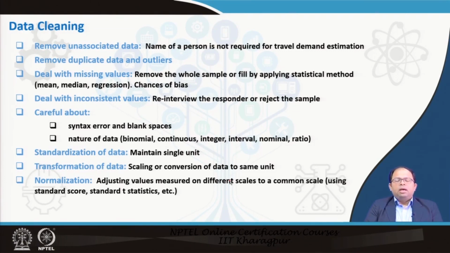Then we can deal with inconsistent values. For example, we can re-interview the respondent or reject the sample. If we find that certain inconsistencies are there, we need to be careful about the syntax errors and the blank spaces in the data. We need to also check the nature of the data, if it is binomial, continuous, integer, interval, nominal, and accordingly we have to select the kind of analysis that we do. Like in a Likert scale, if it is ordinal, we have to do appropriate analysis for that.